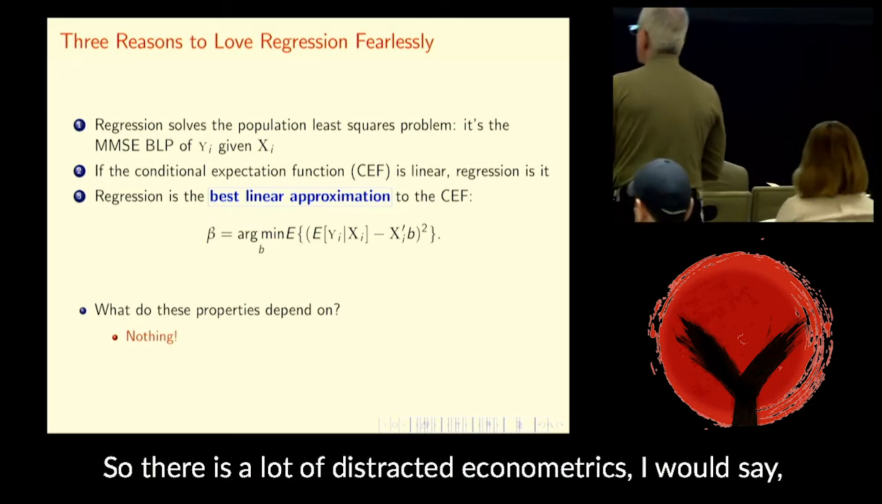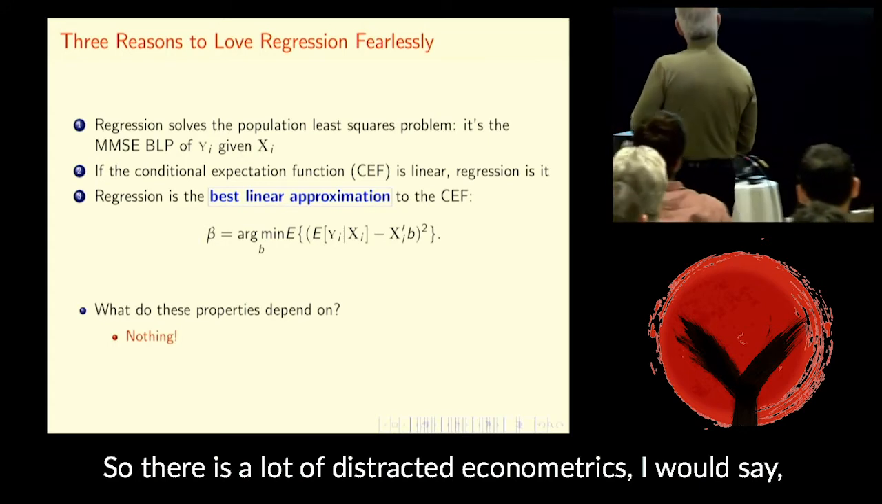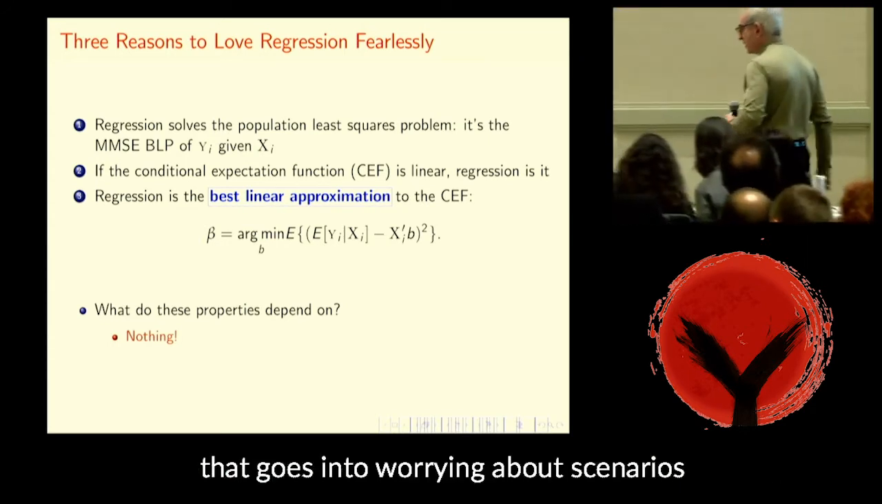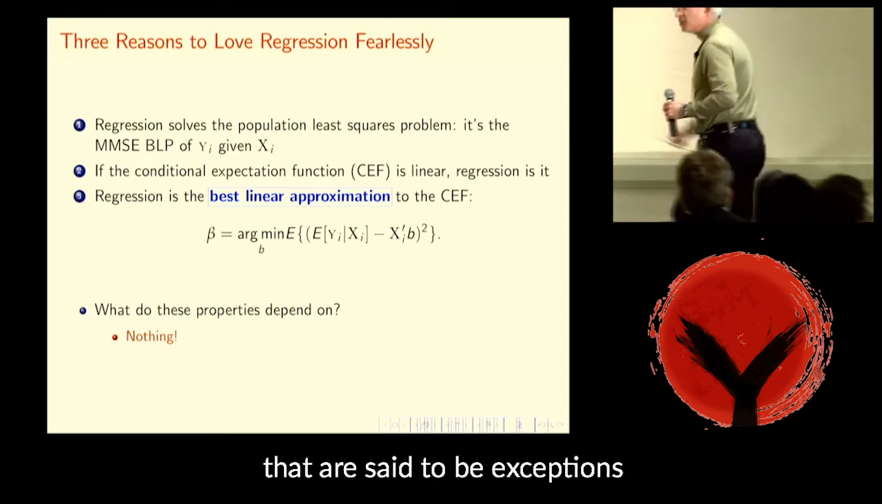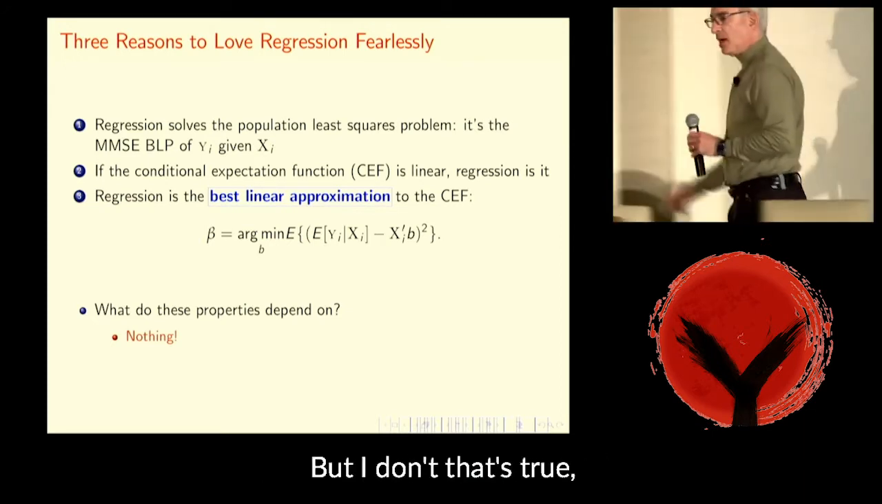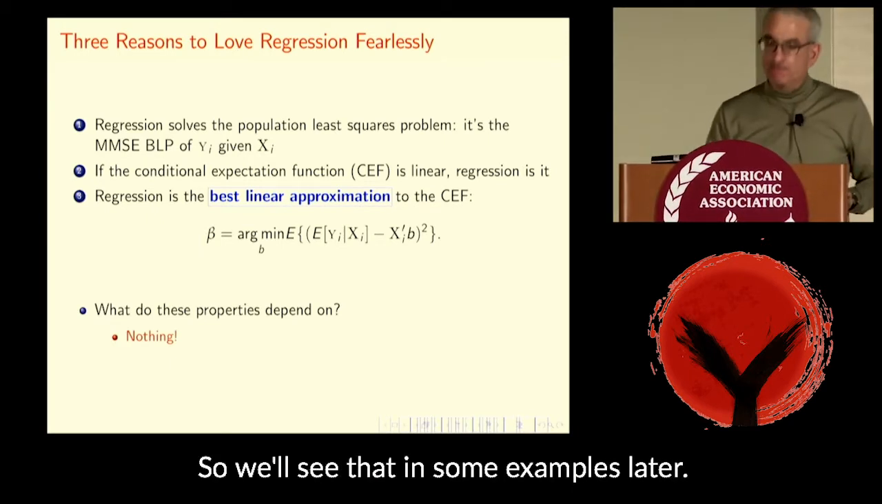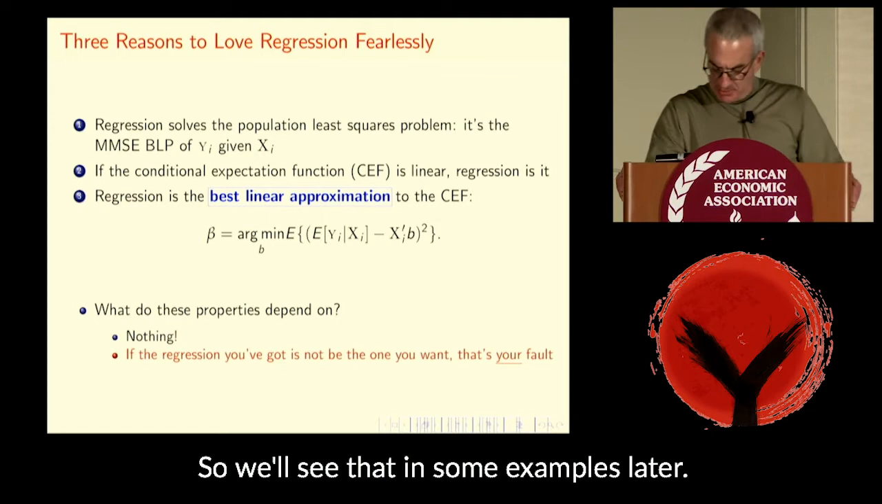So there is a lot of distracted econometrics, I would say, that goes into worrying about scenarios that are said to be exceptions where regression is inappropriate, but I don't think that's true. I think regression is always appropriate. So, we'll see that in some examples later.